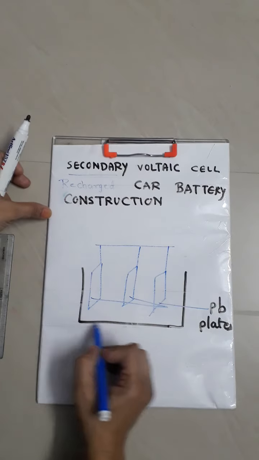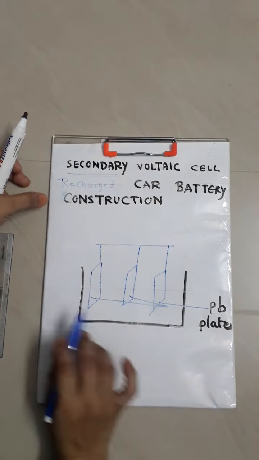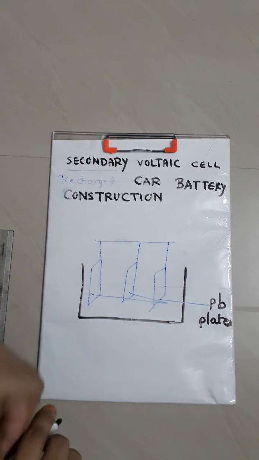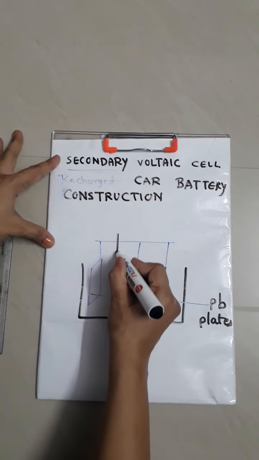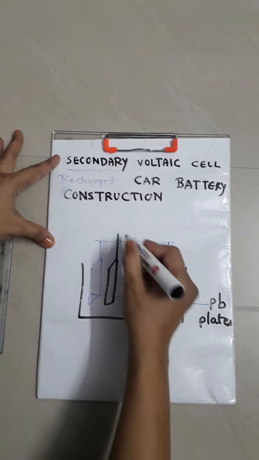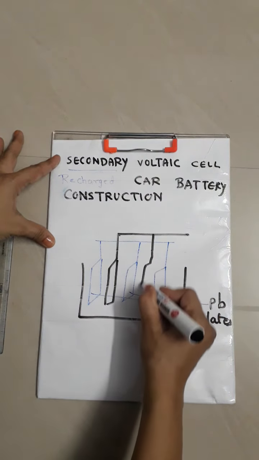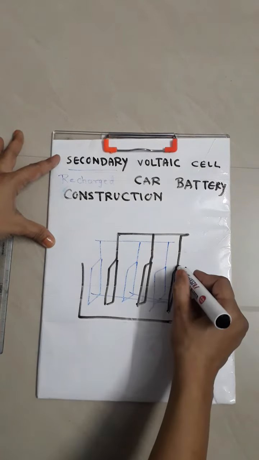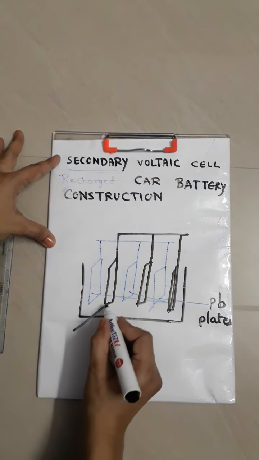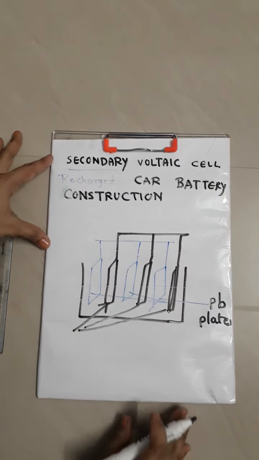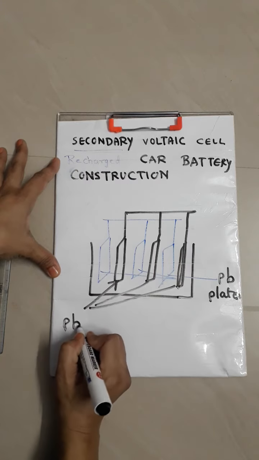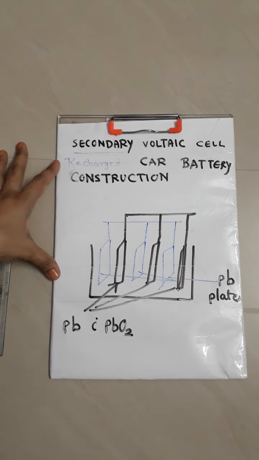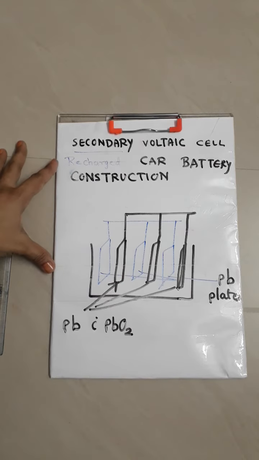So here we have a non-conducting vessel, and inside this we have 3 metallic plates, and the metal is Pb. Now, in an alternate fashion we have a series of metallic plates, and I'm going to label over here. These plates are Pb plates which are coated with PbO2. And definitely we are talking about a battery.